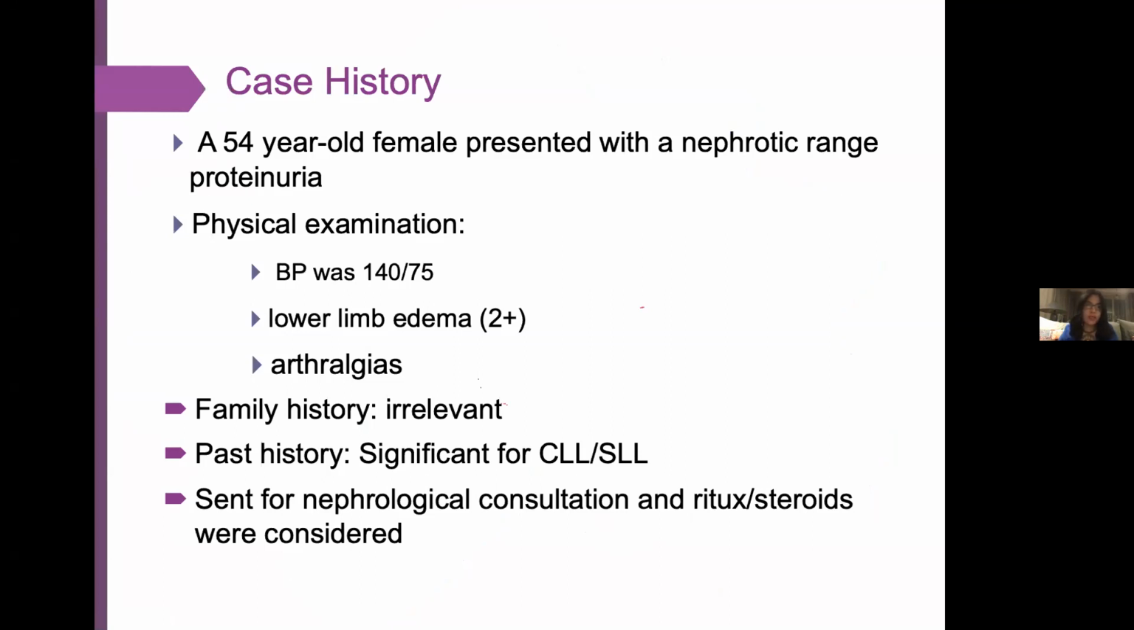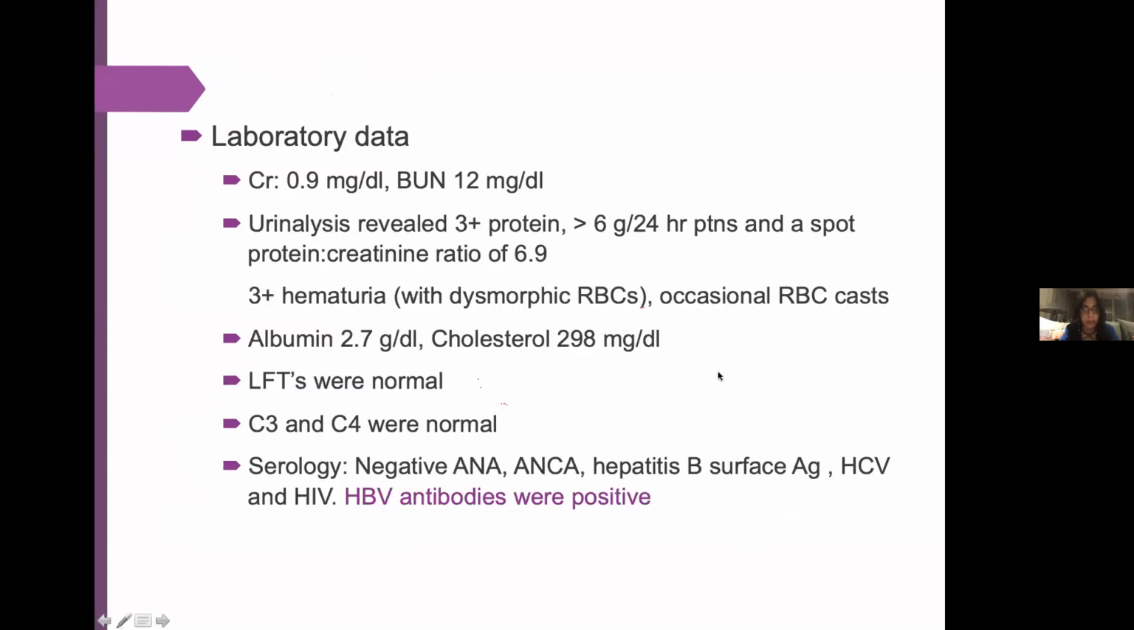Now, this was a 54-year-old female who presented also with nephrotic range proteinuria. Her blood pressure was 140/75. She had lower limb edema 2+. She has arthralgia. Her family history was irrelevant. However, she had a significant past history of chronic lymphocytic leukemia, small cell lymphoma. She was sent for nephrological consultation, and I don't know why they were considering rituximab and steroids. They probably thought that she was monoclonal, which could be.